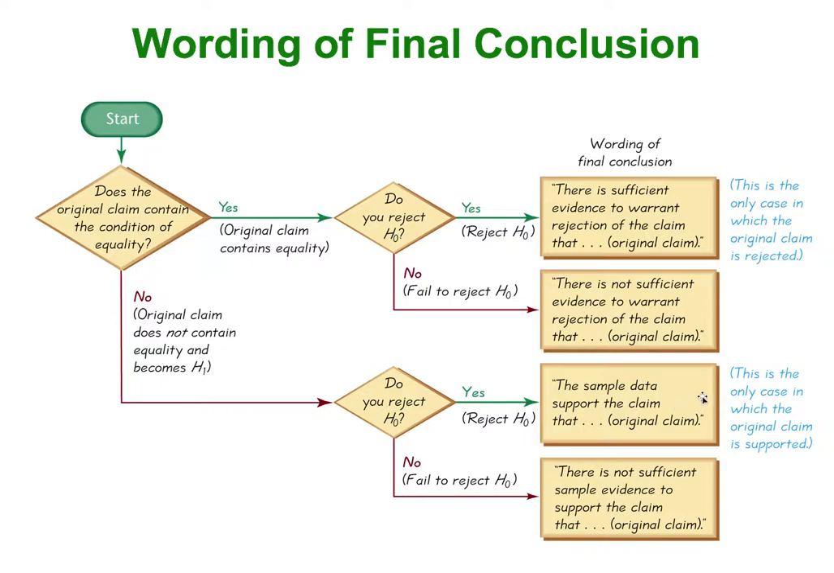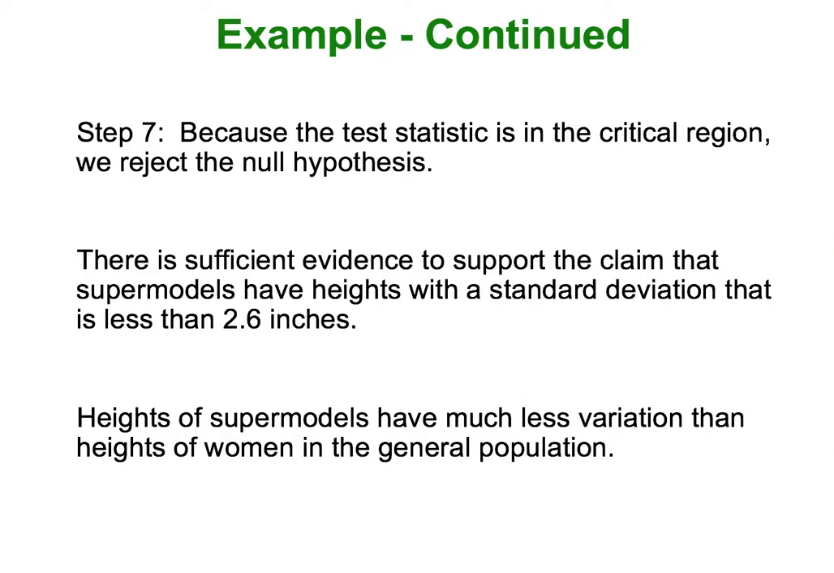So our conclusion is worded this way: the sample data support the claim that the heights of supermodels vary less than the heights of women in the general population. So that's our test of a claim about a standard deviation or a variance. In this case, it was the standard deviation.